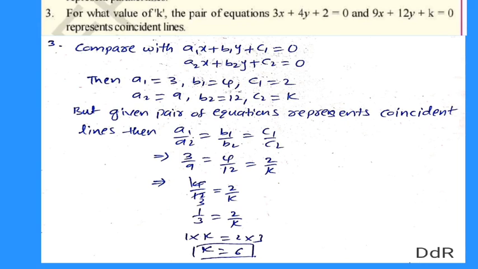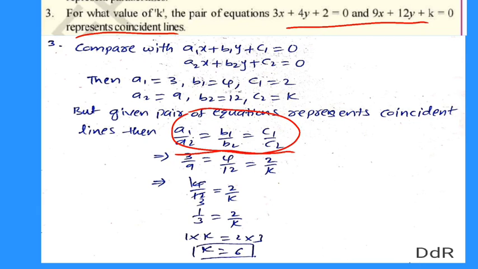The given two linear equations represent coincident lines. So the coincident lines condition is a1 by a2 equals b1 by b2 equals c1 by c2. Now substitute all coefficients here. a1 by a2 is 3 by 9, b1 by b2 is 4 by 12, c1 by c2 is 2 by k.